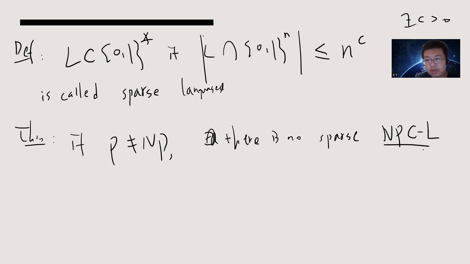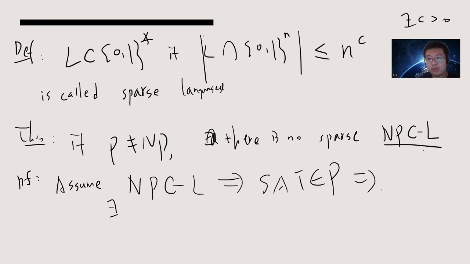So the proof idea is proof by contradiction, right? We assume there is an NP-complete sparse language. So suppose there is an NP-complete sparse language L, then we can prove that SAT belongs to P. But then SAT has a polynomial algorithm, and P will become the same as NP.